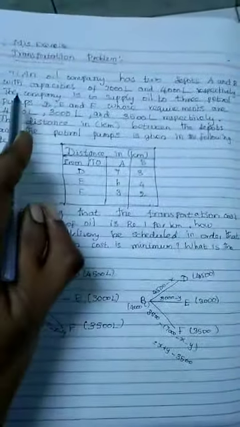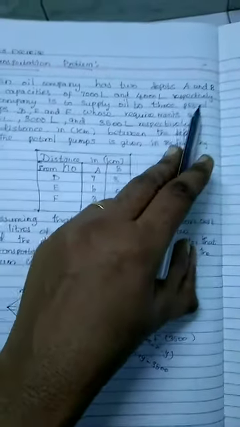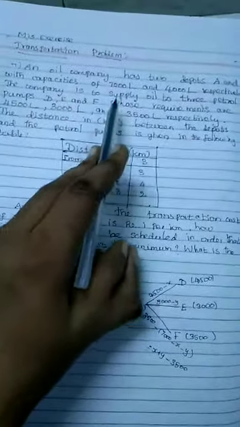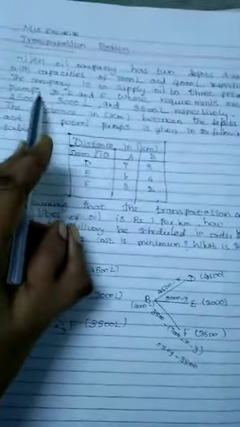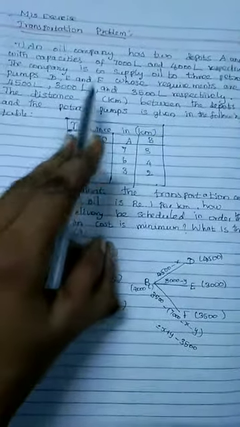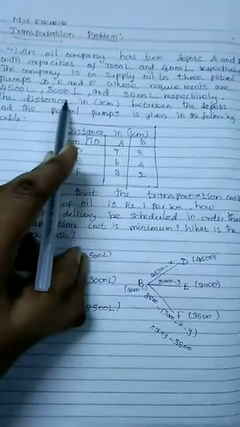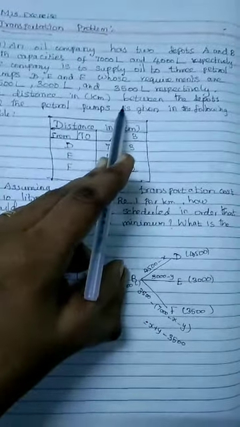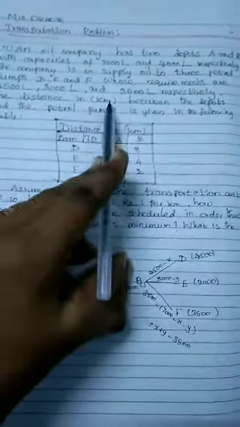Transportation problem, sum number 7 in miscellaneous exercise. An oil company has two depots, namely A and B. They can hold 7,000 liters and 4,000 liters of petrol. The company is to supply oil to three petrol pumps, namely D, E and F, whose requirements are 4,500 for D, 3,000 for E and 3,500 for F.